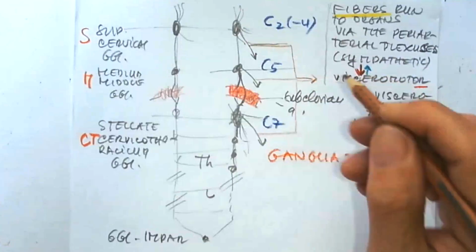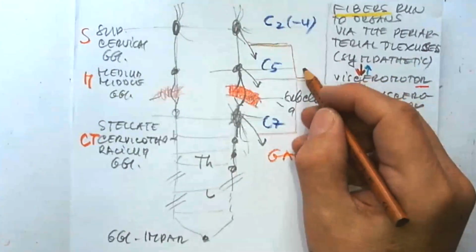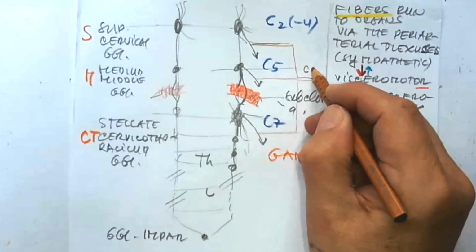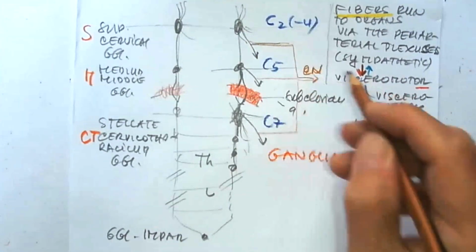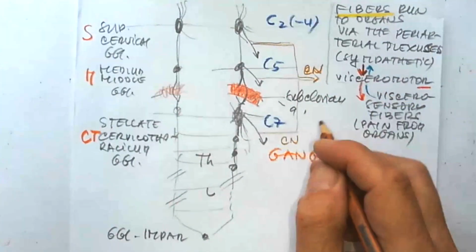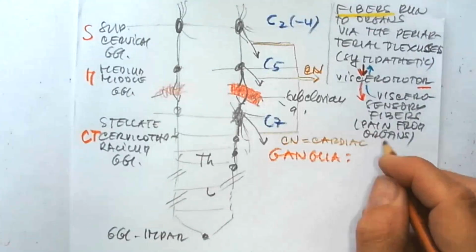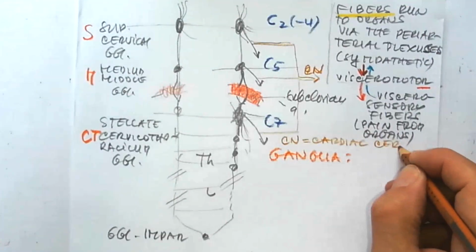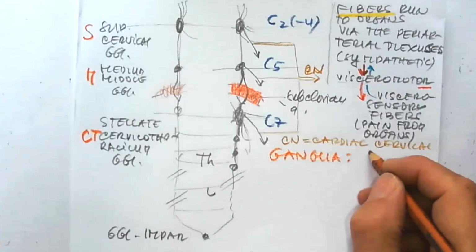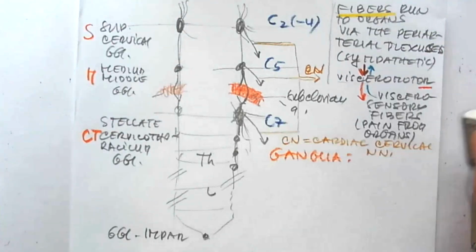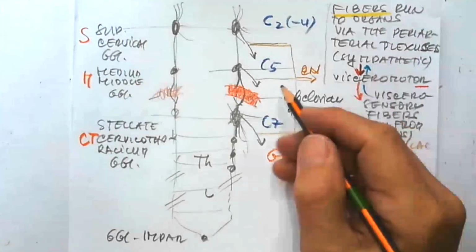all these are called the cardiac nerves. So CN, and I will put here CN. These are cardiac cervical nerves. These are nerves. Looking at the terminology, parasympathetic fibers also run to the heart, but we call them branches. That's why there is also a difference.